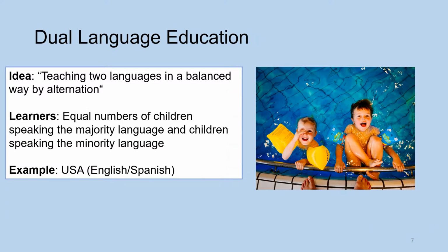Dual language education is similar to immersion, but in this case two languages are taught in a balanced way, in alternation. There are normally more or less equal numbers of children speaking the majority language and children speaking the minority language. Dual language programs are relatively common in the USA, where English and Spanish are taught at the same time. Also, the European schools could be mentioned in this context.